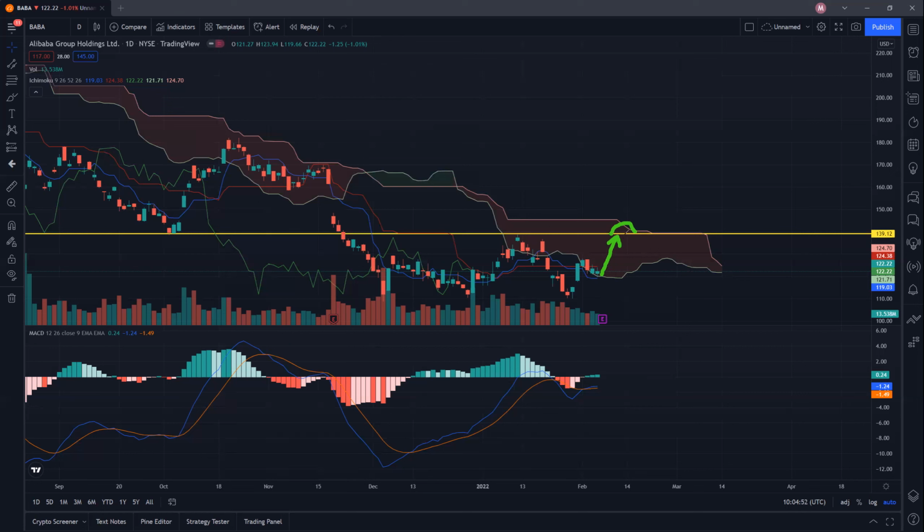If we fail to clear that area, then it'll be a double top or fake breakout, and then we can expect some pullbacks again. This time around, the cloud will act as a support on the way down.